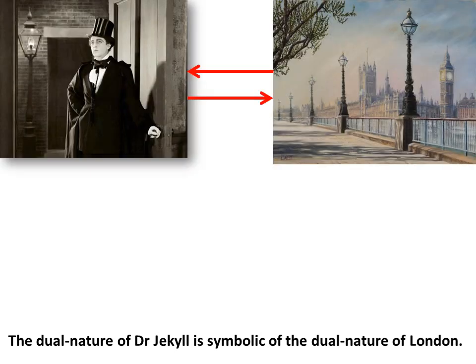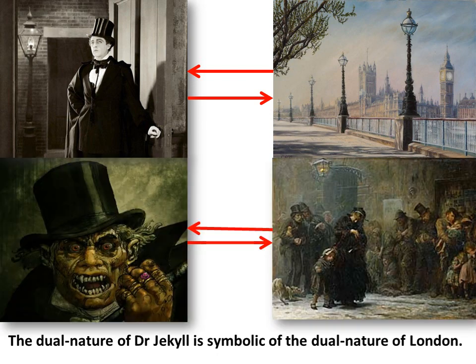Jekyll's respectability is perhaps symbolic of the respectable aspects of London. Hyde's corrupt character is meanwhile symbolic of the corrupt aspects of London. Both London and Jekyll thus have a respectable side and an uncivilized, corrupt side. In this novel, setting thus reflects character, and character reflects setting.